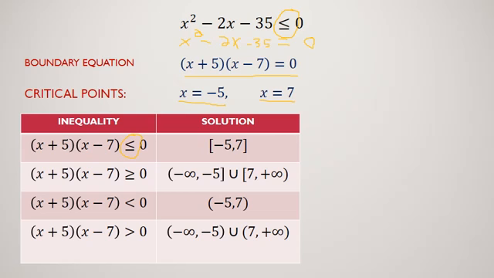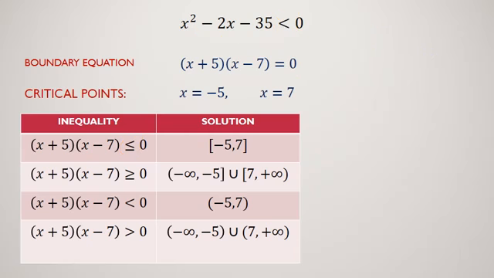Ang solution nito ay, again, negative 5, 7 inclusive, meaning kasali si negative 5 at saka si 7 sa solution. Yun ang ibig sabihin ng bracket ng closed interval. So, tawag niyan closed interval. So, now, let's go to another problem.